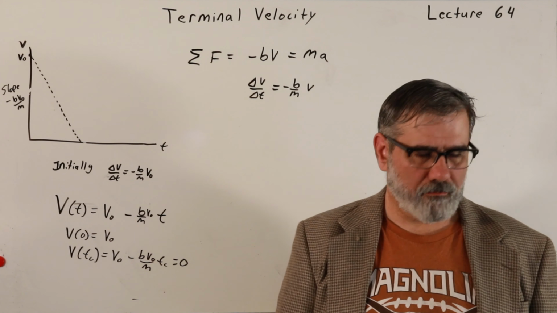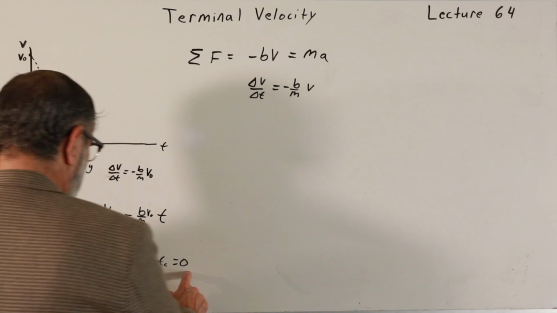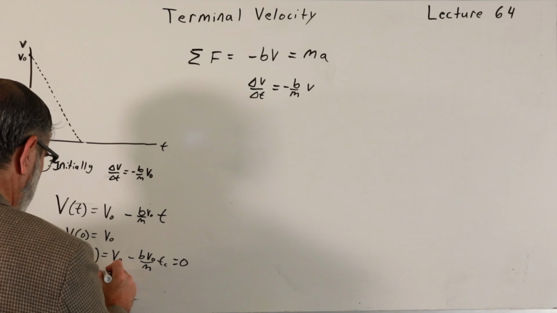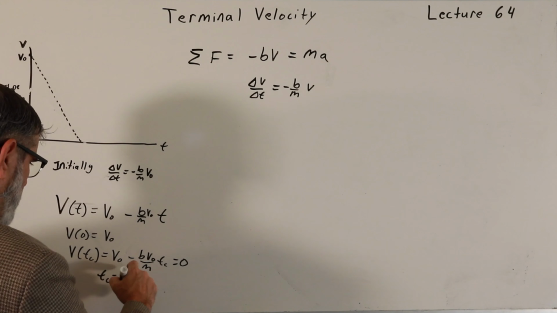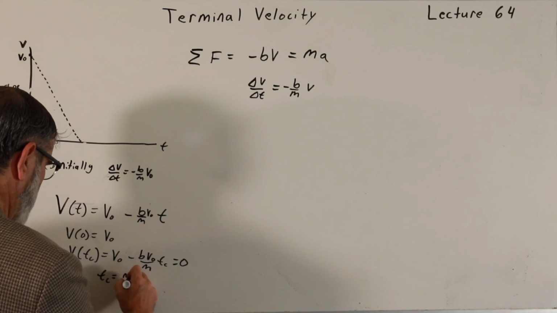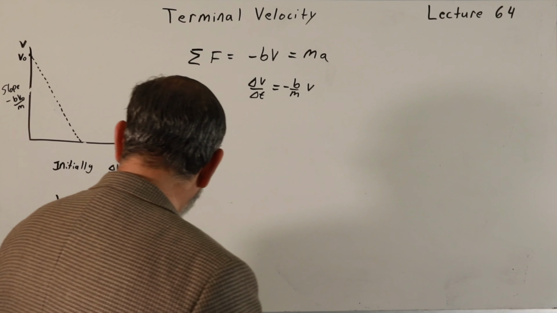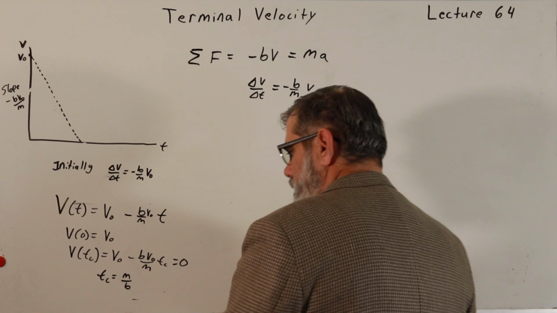Does that make sense? Okay. So when is that the case? Well, all I have to do is solve for Tc. And Tc is then equal to, the V naughts will cancel, it'll just be m over b. So that's going to be a useful expression.